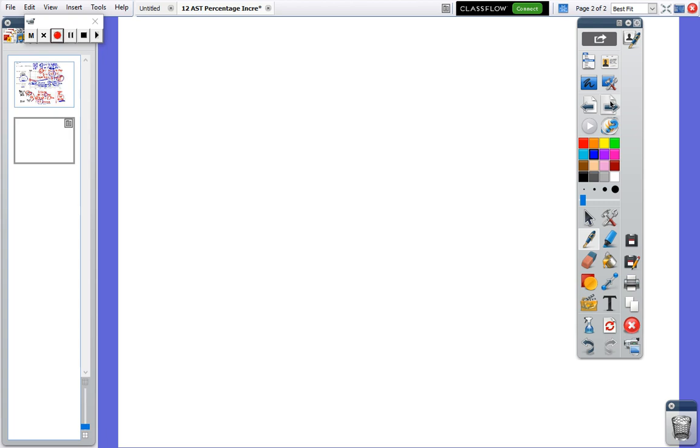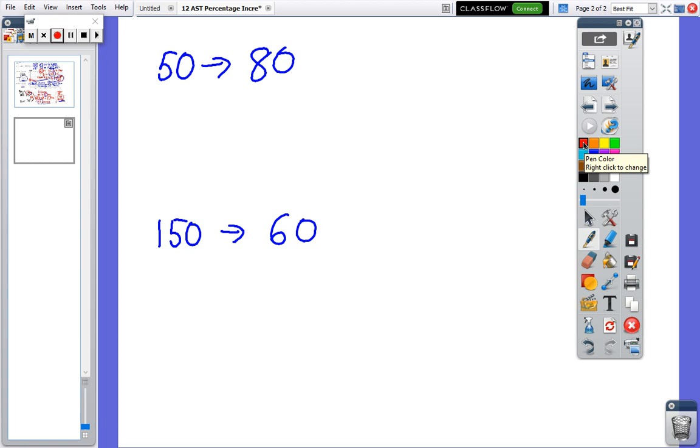Not an AST question. For instance, if something has increased from 50 to 80, what is that as a percentage change? If something has started at 150 and decreased to 60, how much is that as a percentage change? Can you have a go at that using what we've done, see if you can get the right answers, and come back when you're ready.